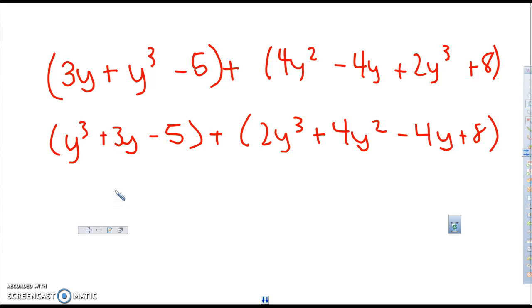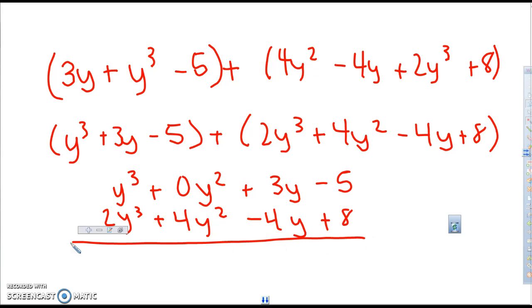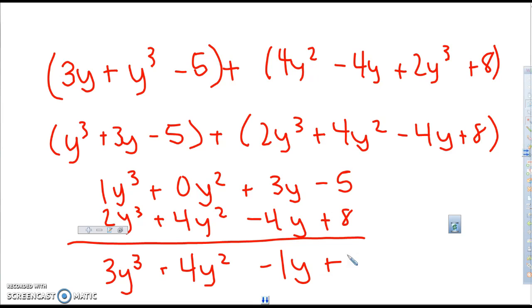I'm going to do this vertically. So I have y cubed plus 0y squared plus 3y minus 5. And in my second row, I should have 2y cubed plus 4y squared minus 4y plus 8. And then I add vertically. This is an understood one, so I'll have 3y cubed plus 4y squared minus 1y plus 3.